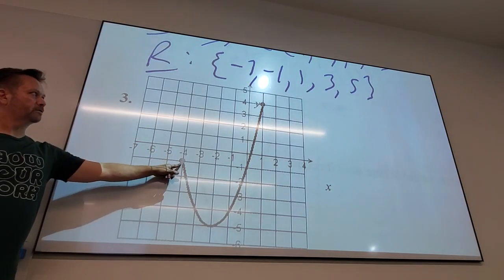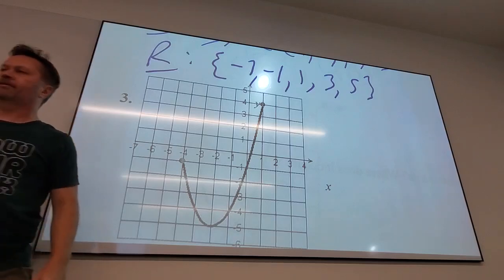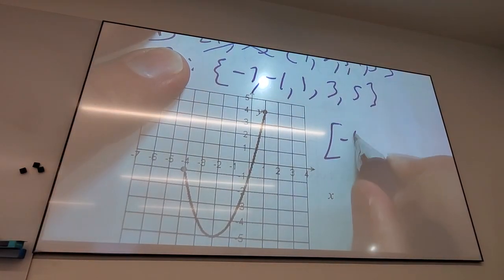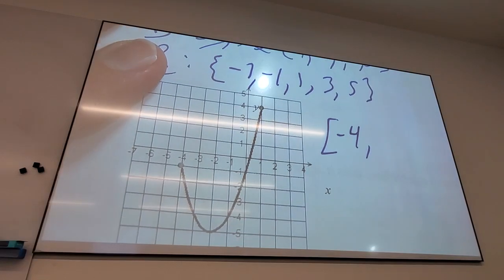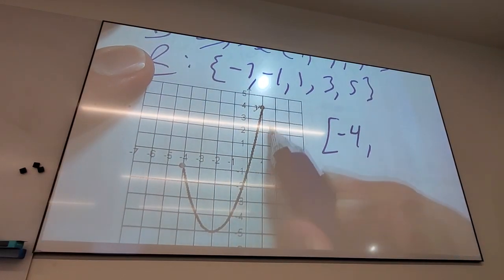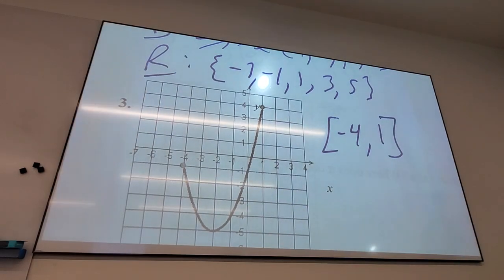Is it a closed circle? If it was an open circle, I could not include that, right? So the domain is from -4 to what? Where's the last place this little dude would see it, looking up and down? At 1. After that, he loses it. Literally, because he's stuck on a graph.